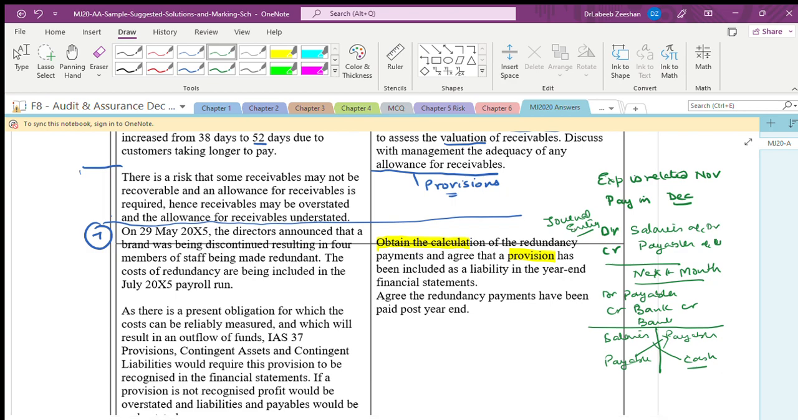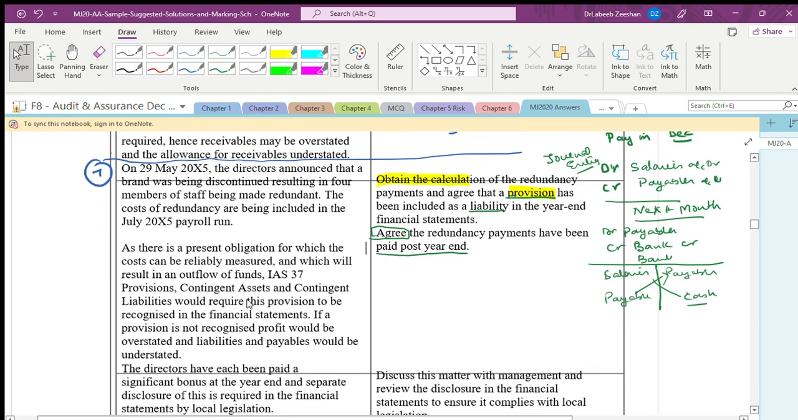What they say: obtain the calculation of redundancy and agree to the provision, whether we have made a provision for those expenses included as a current liability. Agree the redundancy payments have been paid. Means not only you have to make the provision, but you have to make sure that they have been paid. There is a present obligation for which cost is a reliable measure, which will result in the outflow of funds. Definitely, you have to pay for 3 months, whatever it may be.